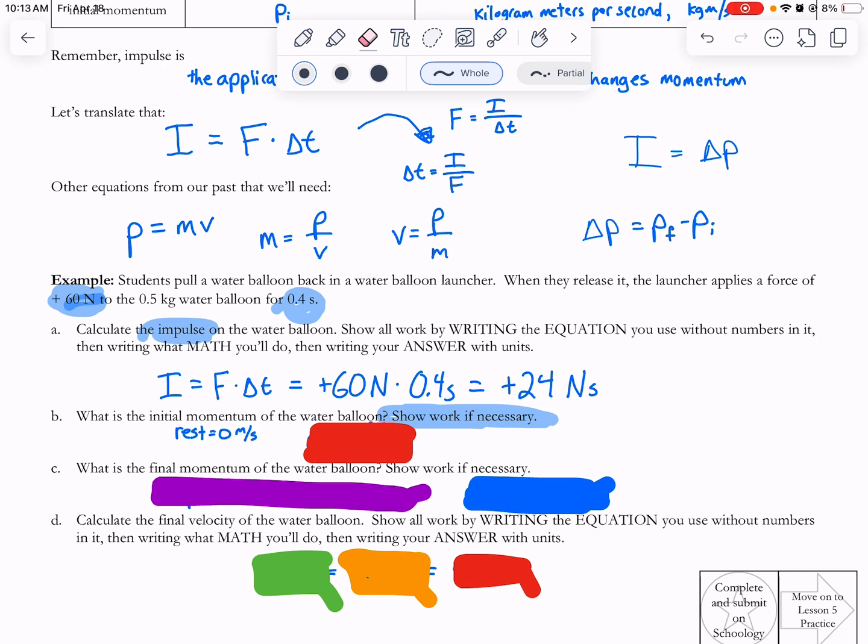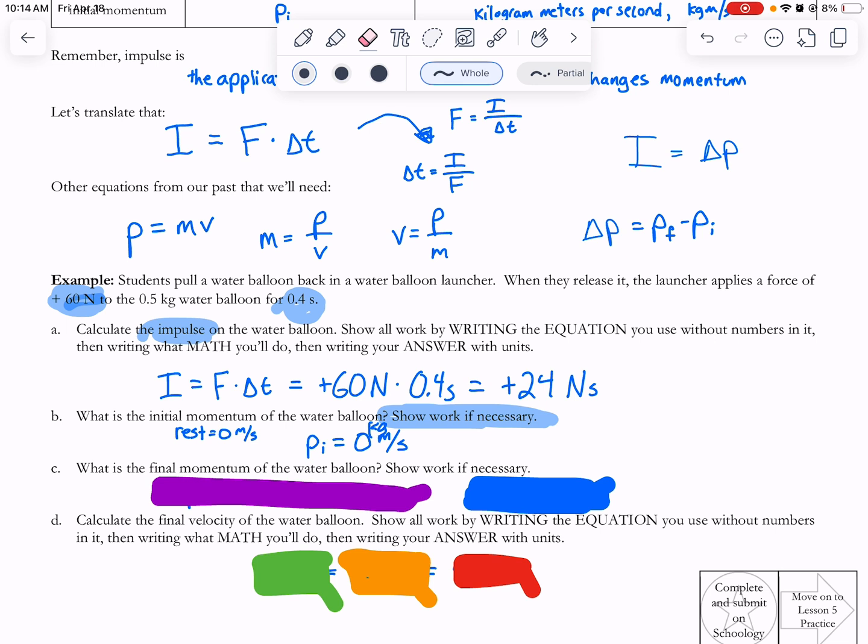How much momentum does something have when it's at rest? Oh, it doesn't have any. Okay, so it's 0 kilogram meters per second. Okay, that's why I didn't really have to show any work. Show work if necessary means I can probably think about it. Now, if you want to write down P equals M times V and put the M in there and then put the V in there and then write down P equals 0 kilogram meters per second, you go right ahead.